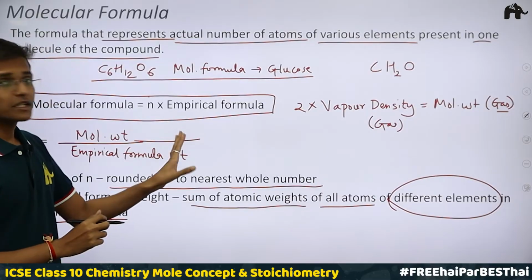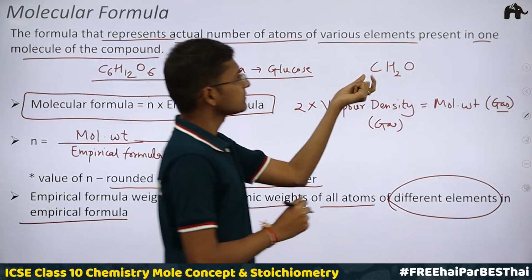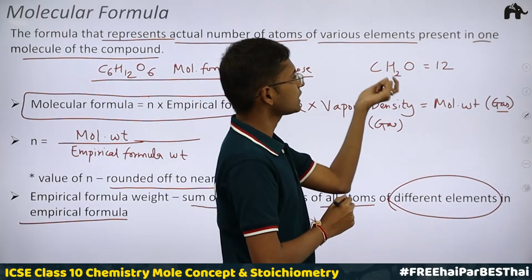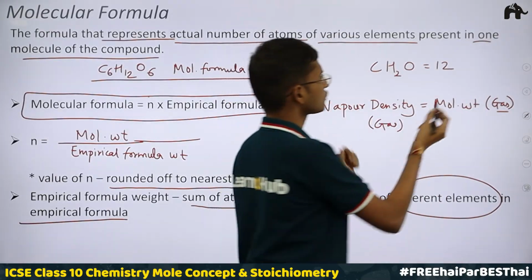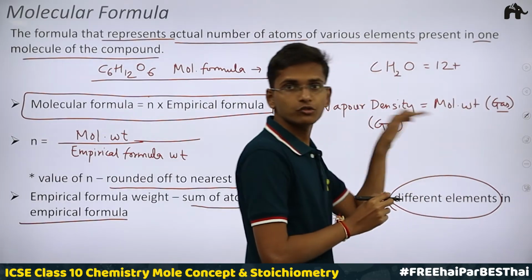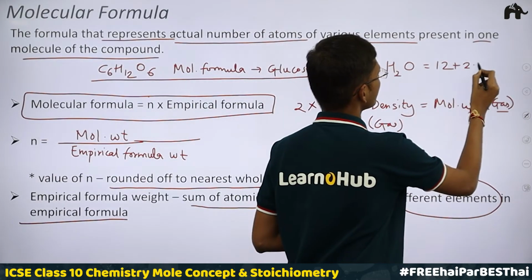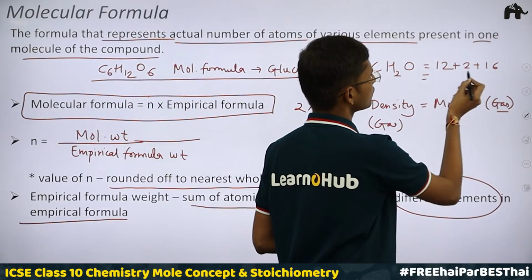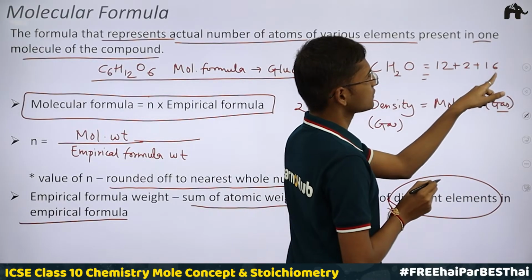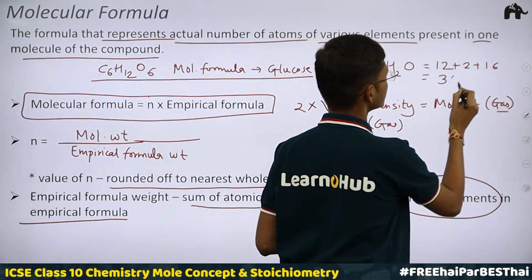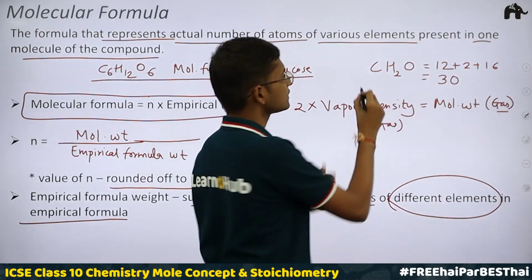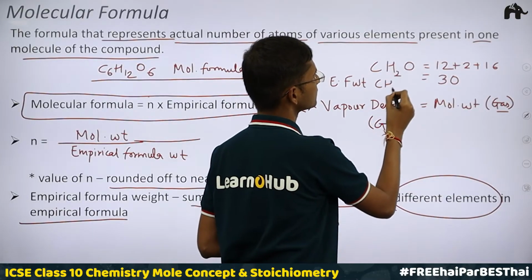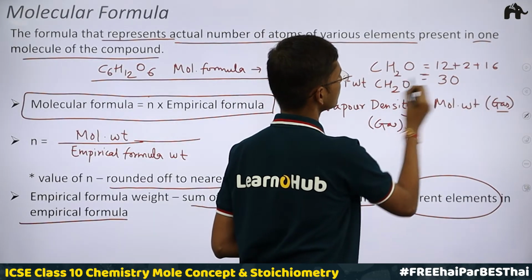Now see, for the empirical formula weight, I would take carbon's atomic weight, 12. There are 2 hydrogens. So the 2 hydrogens' atomic weight would be 1 into 2, so 2. And oxygen's atomic weight would be 16. Then I would add it. So what would it become? 14, 30. 30. Now this is the empirical formula weight of this CH2O.